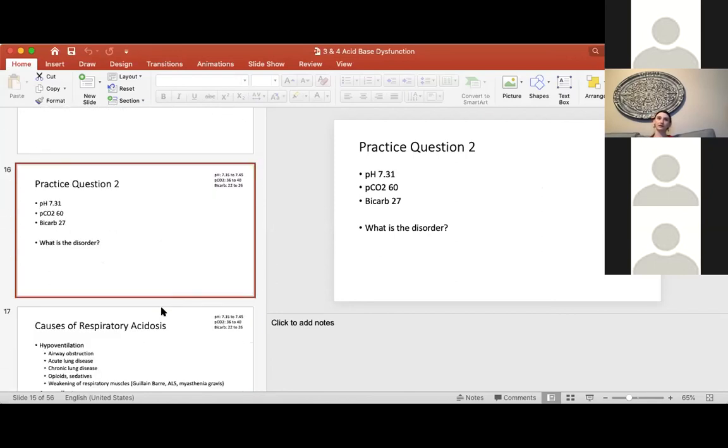Okay, here's another one. The last one was a respiratory acidosis with metabolic compensation. What is this one?